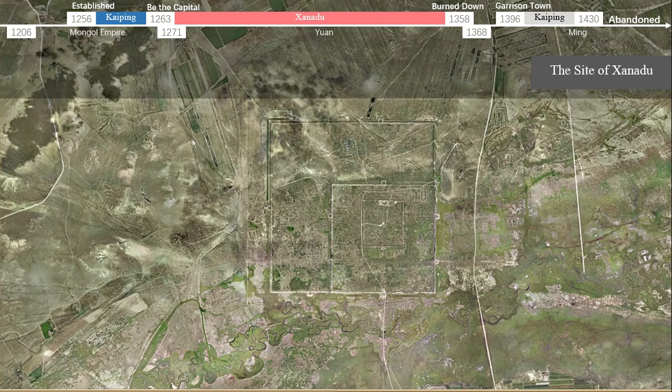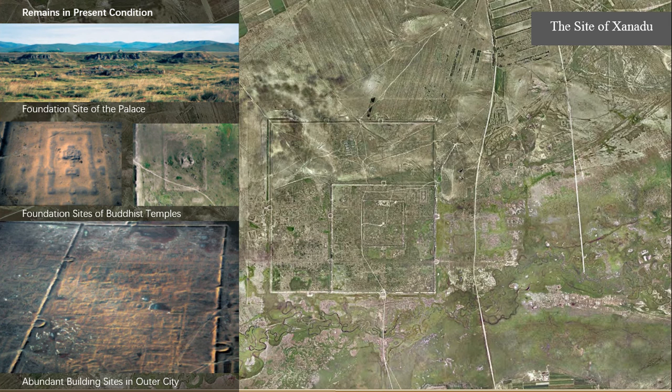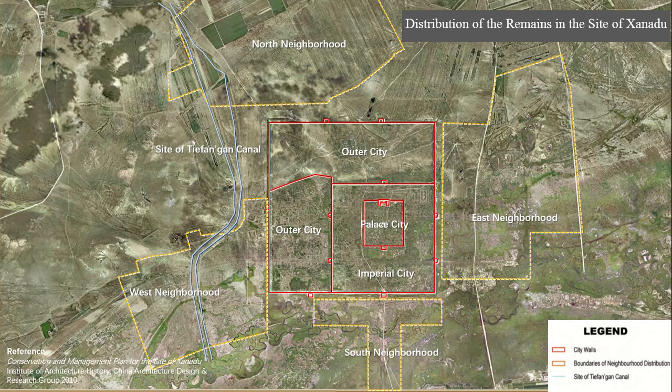Today, at the site of Xanadu, only ruins remain, including city walls, city gate, watchtower, foundation sets of the palace, and also abandoned building ruins of residential houses. According to the archaeological report, the distribution of the remains in the site of Xanadu can be mainly divided into 5 parts: the palace city, the imperial city, and the outer city. These 3 parts are all areas surrounded by city walls.